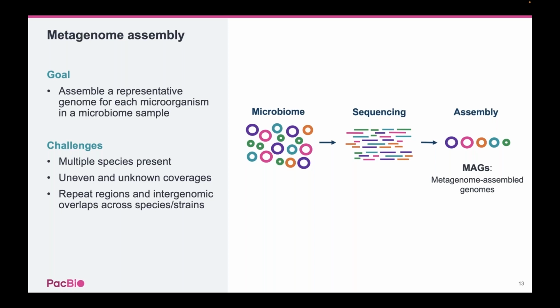There are a lot of challenges associated with metagenome assembly. So first of all, there are multiple species present. That's not true for most targeted sequencing projects. Second, these species are present in uneven and unknown coverages. And finally, there are repeat regions and intergenomic overlaps that occur across species, as well as between strains of the same species. And so I would actually suggest that metagenome assembly is still by far the most difficult assembly task out there. But the good news is long reads can really help with this problem.